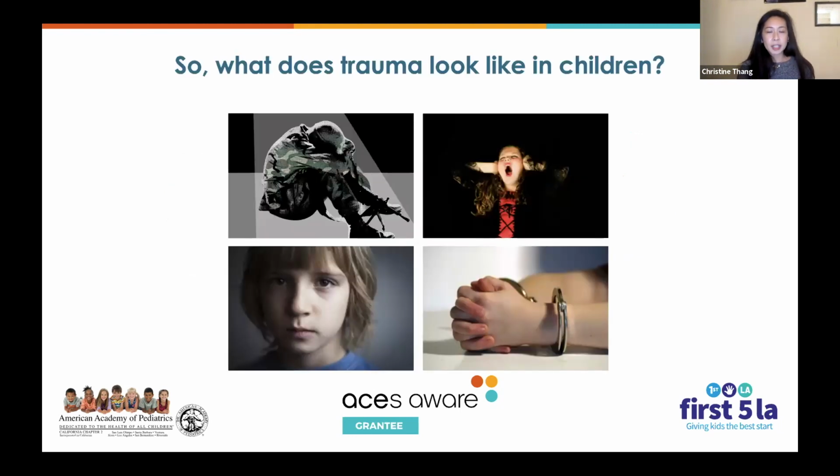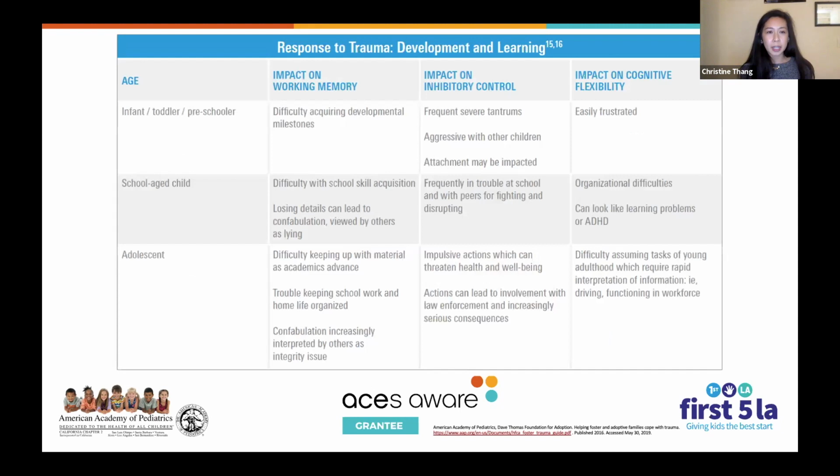And when we look at that, similar to other realms of how we study pediatrics, it's age dependent. In this first row, when we look at the infant, toddler, preschooler, the school age child, the adolescent, across the domains of working memory, inhibitory control, and cognitive flexibility, what you see is that the infant, toddler, preschooler might be the child who's having some difficulty acquiring their developmental milestones.